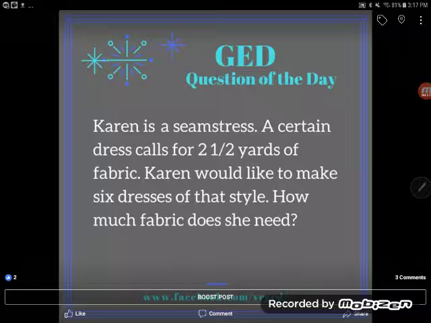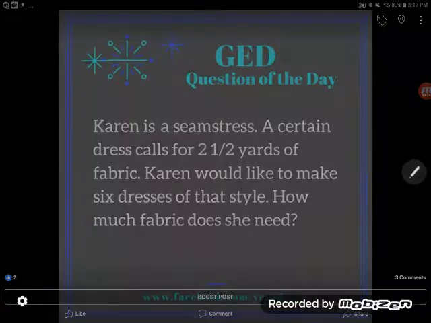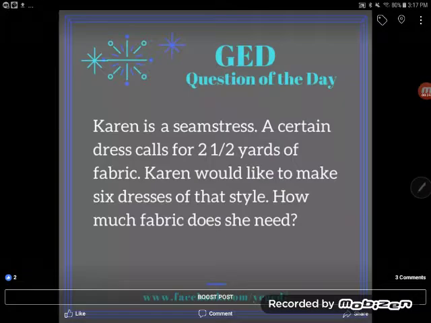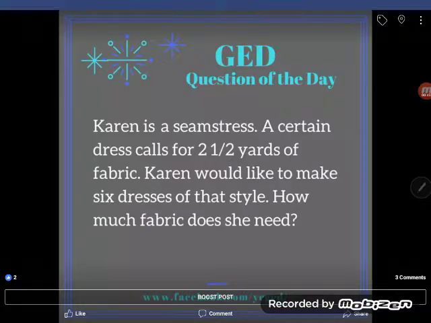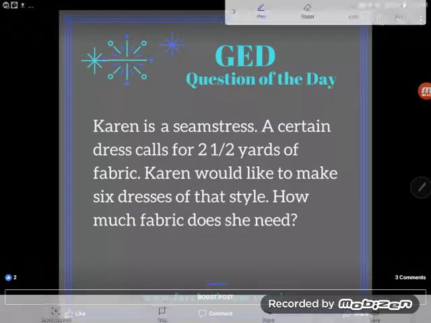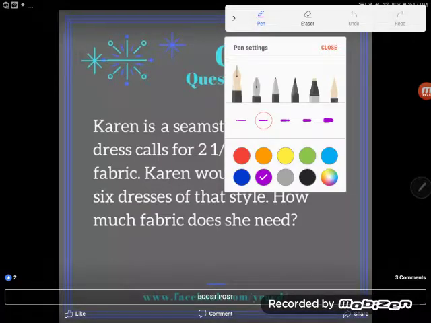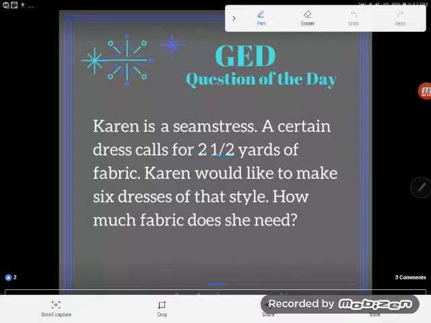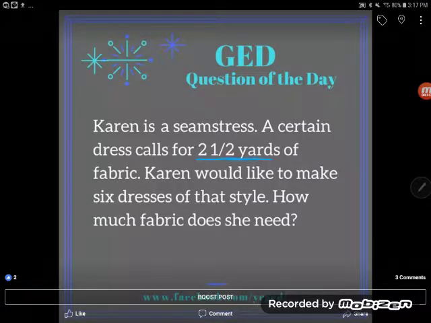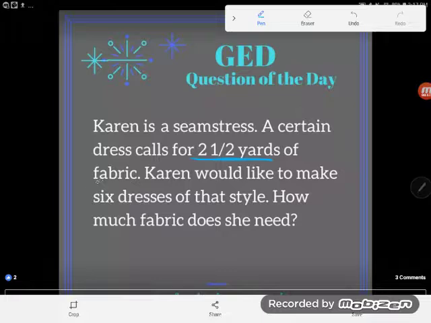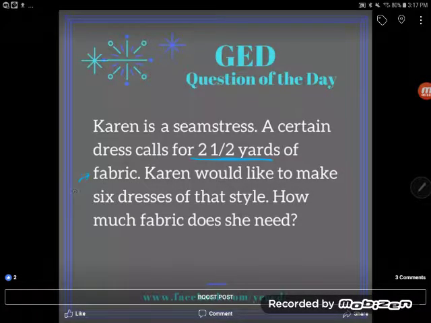So let's just first look at the kind of math person's way to do this. Let me read the problem. Karen is a seamstress. A certain dress calls for 2.5 yards of fabric. That's one dress. So that is a per dress amount of fabric.